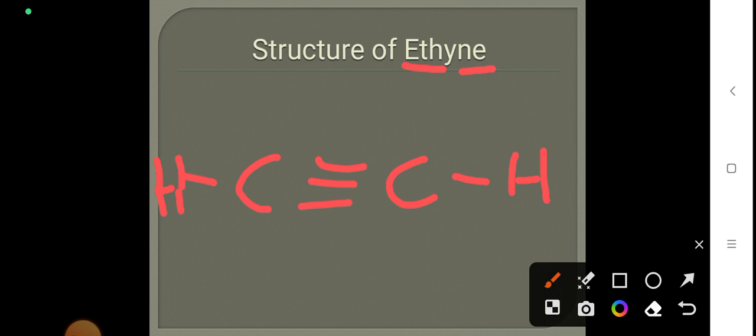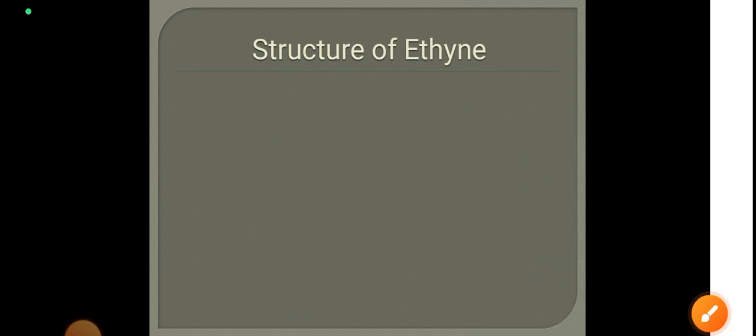So here you can observe there are two carbon atoms and there is a triple bond between the two carbon atoms, and for every carbon you can observe there is tetravalency. So there are four bonds around each carbon atom. So the molecular formula would be C2H2. This is ethyne. Similarly, next let us go with propyne.